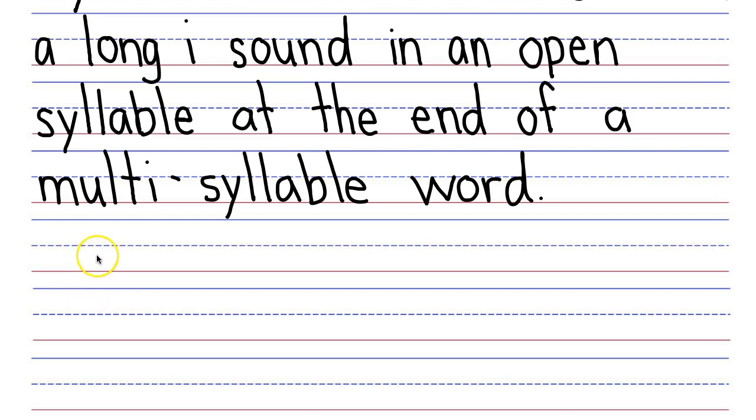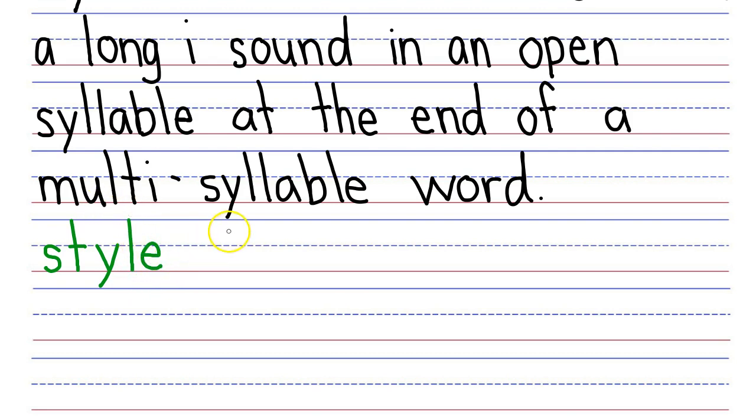First word, style. Here we have S that says S, T that says T, Y that says a long I sound, L that says L, and silent final E. Now this is a pattern we know. Silent final E tells us that the vowel letter preceding silent final E makes a long vowel sound. And in this case, that long vowel sound is a long I sound. S, T, I, L, silent final E.